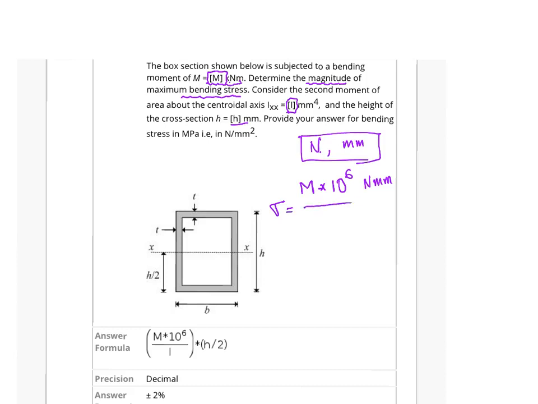The bending stress formula is M divided by I, which is the second moment of area, already given in millimeter to the power 4. So that's given, times the maximum distance from the neutral axis. Now this is the neutral axis X. So the maximum distance of the cross section from this neutral axis is either at the top or at the bottom, because both are the same. So this is H over 2, so multiply by H over 2. That H is already given in millimeter. So this would give you the value of bending stress.